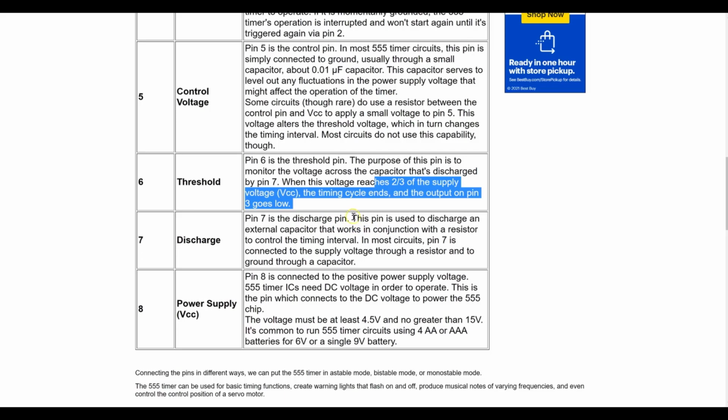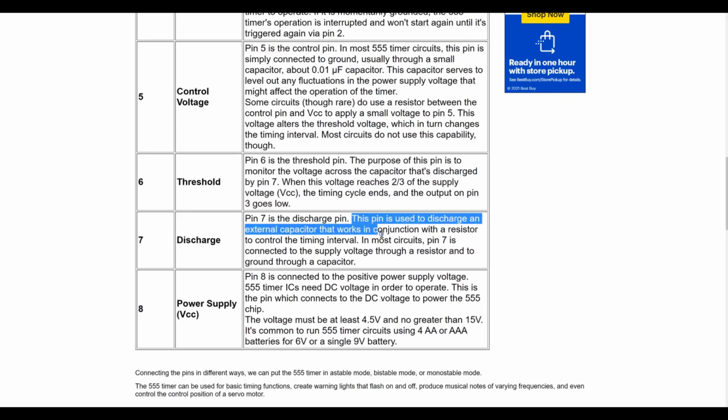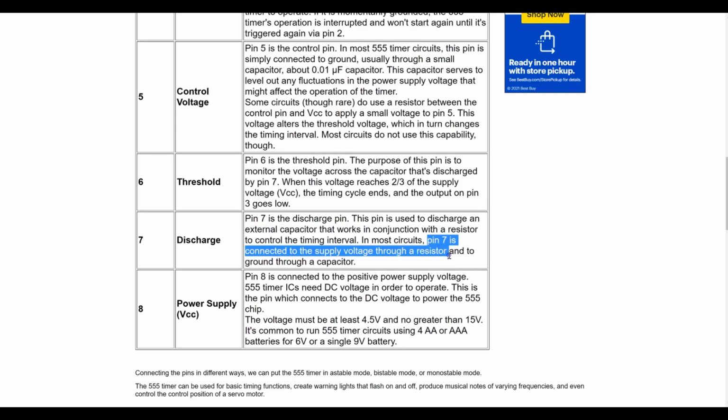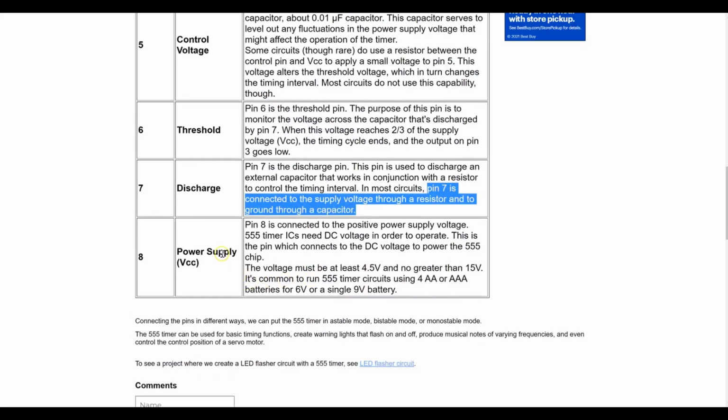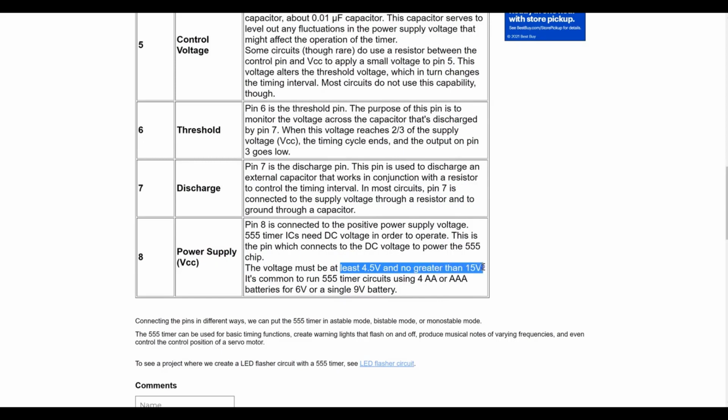Let's look at discharge. This pin is used to discharge an external capacitor that works in conjunction with a resistor to control the timing interval. Pin number 7 is connected to the supply voltage through a resistor and to ground through a capacitor. And finally, pin number 8 is simply the power supply, and like I mentioned, it needs to be at least 4.5 volts and no greater than 15 volts.